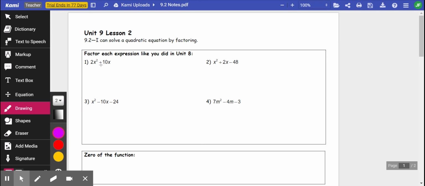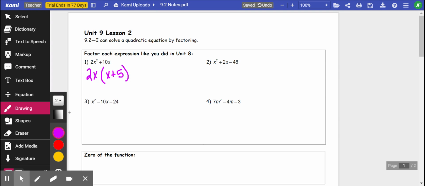In this first problem, first thing I should always check for is a GCF. I can divide both of those by 2 and x. So if I do that, I'm left with x plus 5. And then since there's not a squared there and there's only 2 terms, I'm completely finished.